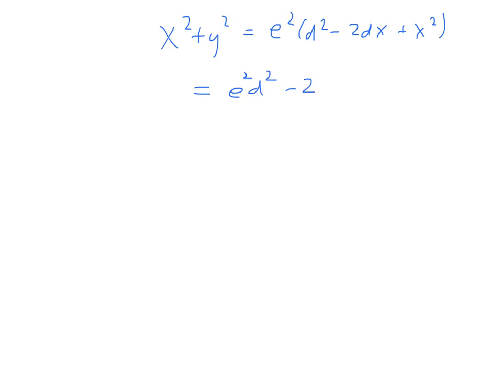So just continue to work on the equation we had before. Go ahead and square out the d minus x squared, FOIL that out, and we get the following. We get x squared plus y squared is e squared times d squared minus 2dx plus x squared. And now we just continue to simplify this using algebra. Nothing complicated going on here. So just FOIL this out.